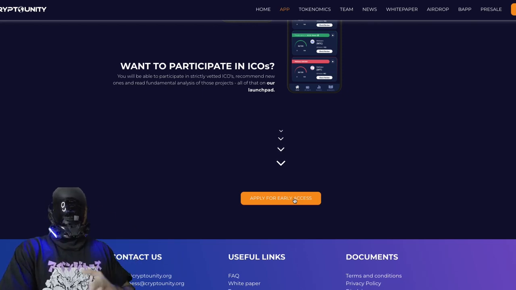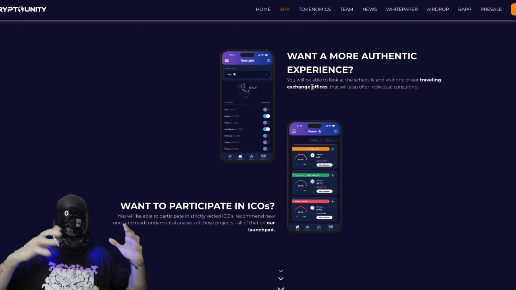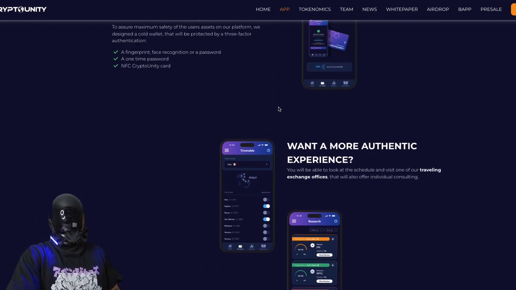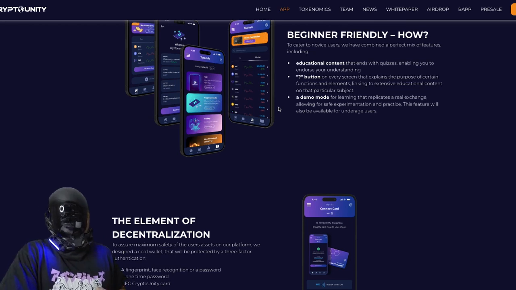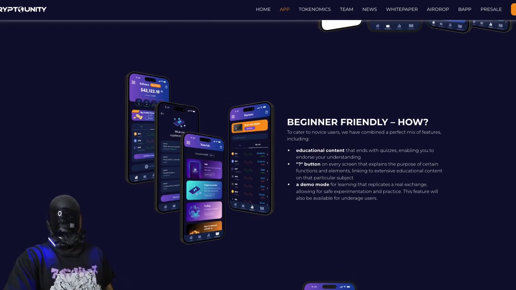So I'm really happy you went over the actual application, the interface. This is great stuff. And I already love the aesthetics and the way things are looking on CryptoUnity. This might be really the app for me. I don't know about y'all, but I'm really into this.